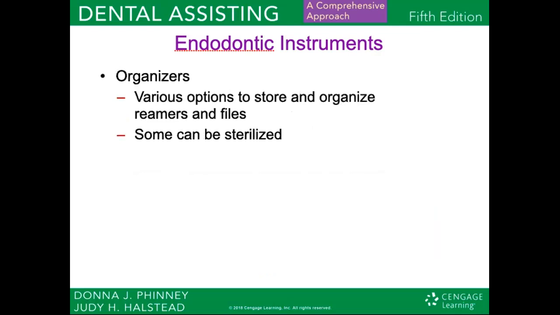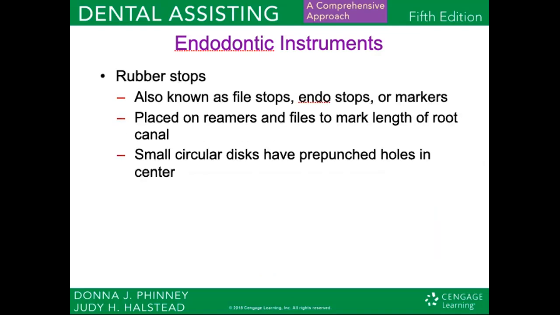There are a variety of organizers for storage and organization of endodontic reamers and files. Some may be sterilized, and some have gauges or stops for measurement when using the instruments. Rubber stops, also known as file stops, endostops, or markers, are small circular discs that have pre-punched holes in the center. They are placed on reamers and on files to mark the length of the root canal.